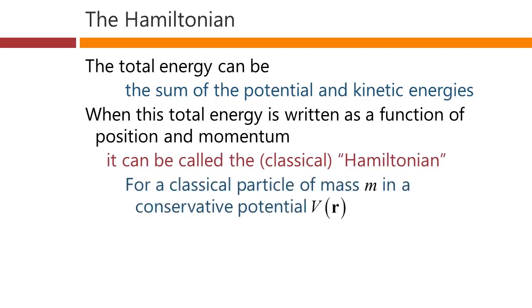And for a classical particle of mass m in a conservative potential V(r), the total energy, of course, is just the sum of the momentum squared over 2m plus the potential energy V(r), that is kinetic plus potential. And as I said, when we write this energy in terms of momentum and position, we can also call this the Hamiltonian. Now, we'll come back to this later on. For the moment, we just need to know that it's something that represents the total energy of the particle when we express it in terms of momentum and position.